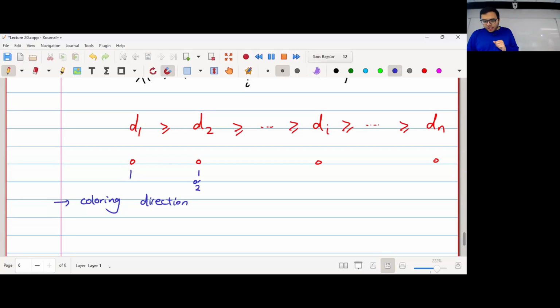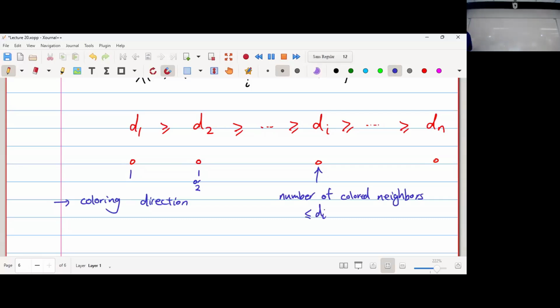So I want to see, when I get to this vertex and I want to color it, how many of its neighbors have already been colored, right? So it has at most d_i neighbors. So at most d_i of its neighbors are colored. Okay, so if I look at the number of colored neighbors, this number is definitely less than or equal to d_i.